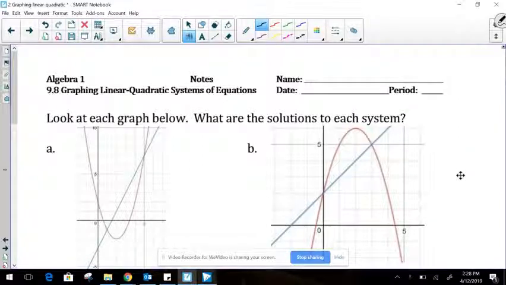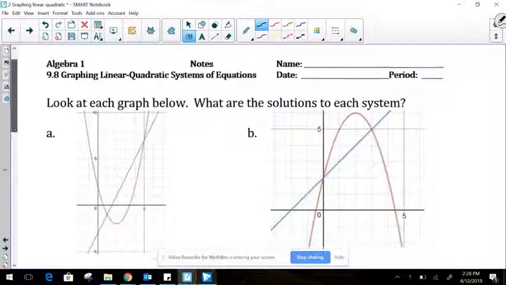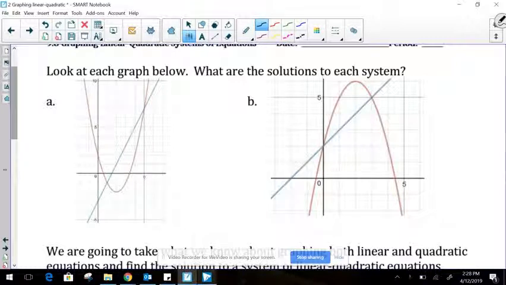We are graphing linear quadratic systems. So what that means is on each graph, there's going to be a straight line, and then there's going to be a curve, which is a quadratic. We're going to figure out where the solutions are for each system. Remember, a system is something with two or more equations, and we see where they intersect.